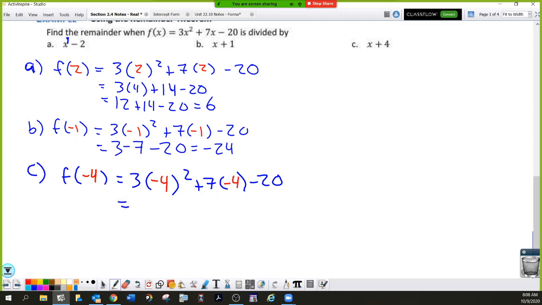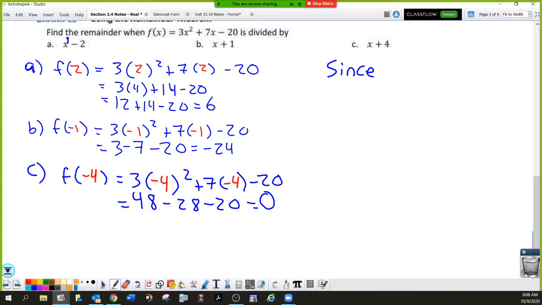Again, trying to show less work here. Negative 4 squared is 16. 3 times 16 is 48. Minus 28 minus 20, that is 0. Guess what, folks? We found a factor of f of x. You're saying if you were to divide by x plus 4, you would get 0? That's what I'm saying. If you were to divide by x plus 4, you would get a remainder of 0. You would have found one of f of x's factors.